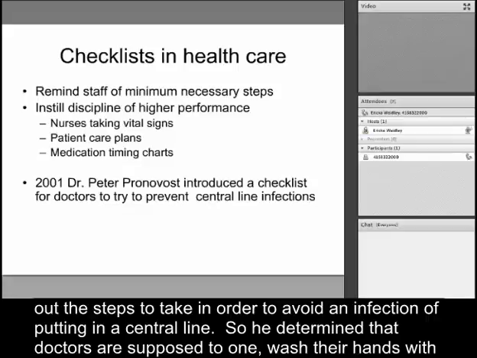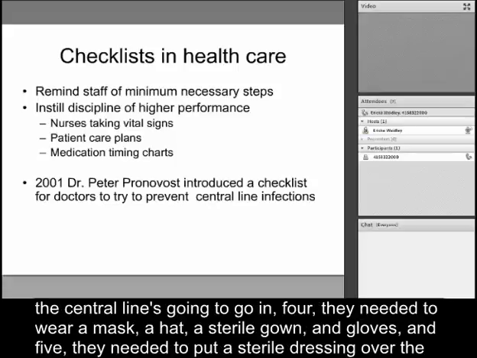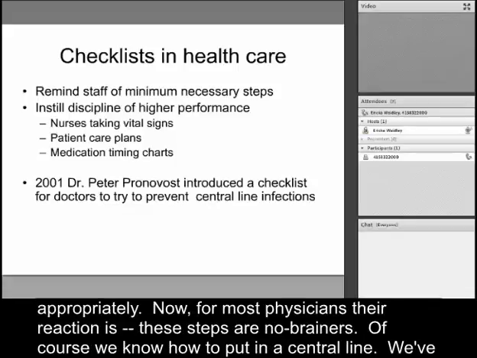So he determined that doctors are supposed to, 1, wash their hands with soap, 2, clean the patient's skin with an antiseptic, 3, put sterile drapes across the patient, over the entire patient, not just the area where the central line is going to go in. 4, they needed to wear a mask, a hat, a sterile gown, and gloves. And 5, they needed to put a sterile dressing over the insertion site once the line was in. So you can see that this is a check, check, check process at each one of those steps to make sure that it was done appropriately.